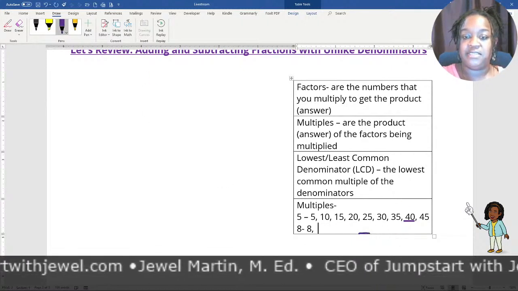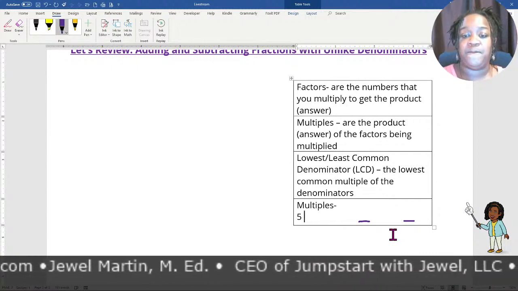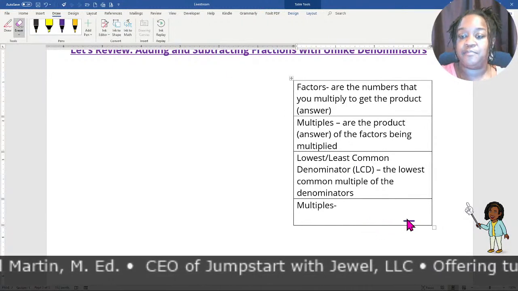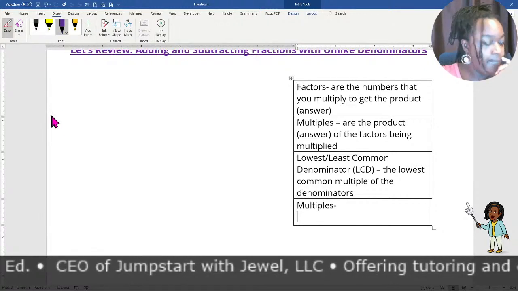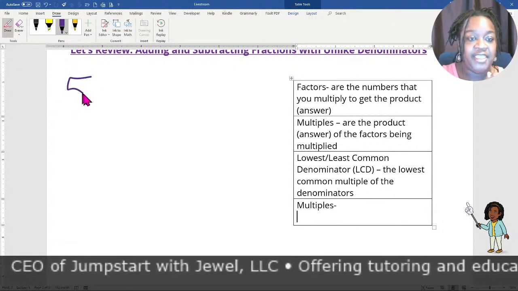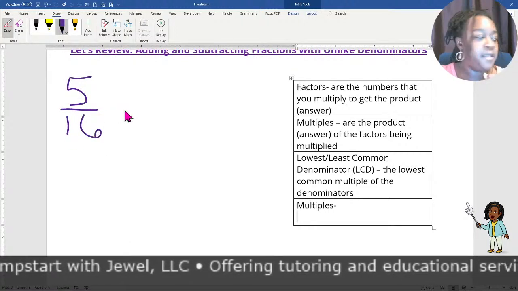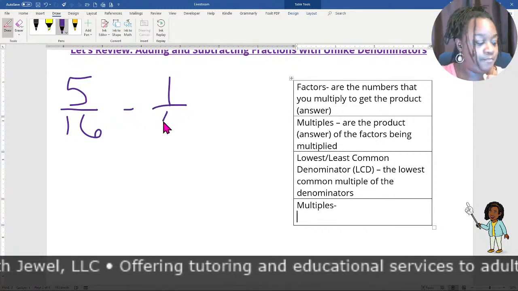So let me delete this and we'll do our next fraction, and this one will be subtraction. And now I'll erase these little lines here. Okay. So the next fraction is going to be 5/16 minus 1/4.